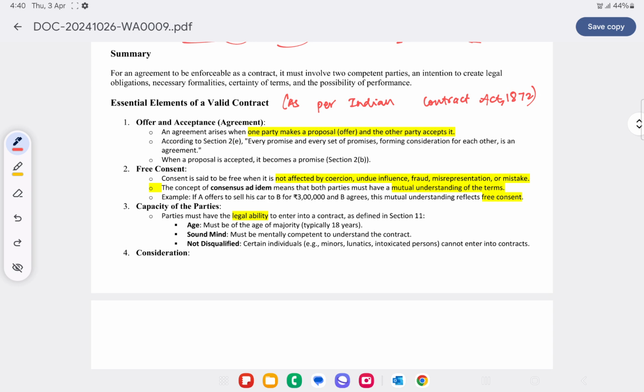First it has to be an agreement and then it has to be legally enforceable so that it can be a contract. So there has to be offer and acceptance. When one party makes an offer or proposal, another party accepts it. So every promise and every set of promises forming consideration for each other, that's called an agreement. When a proposal is accepted, then it becomes a promise. Right, every promise and set of promises forming consideration is an agreement.